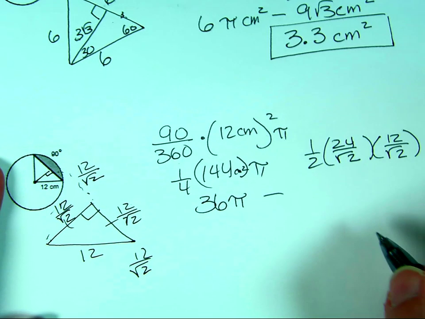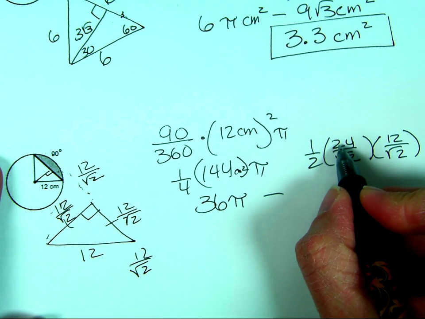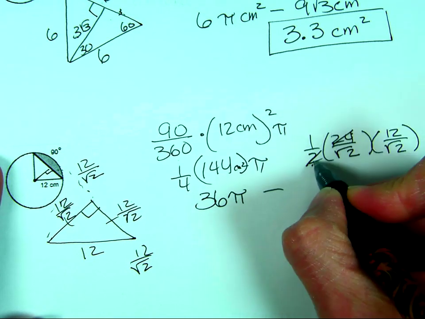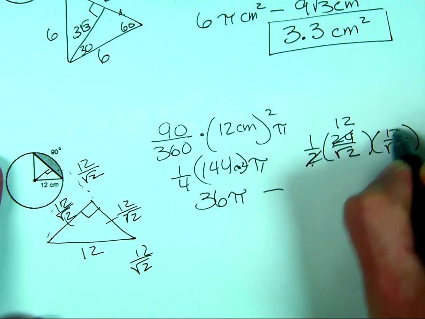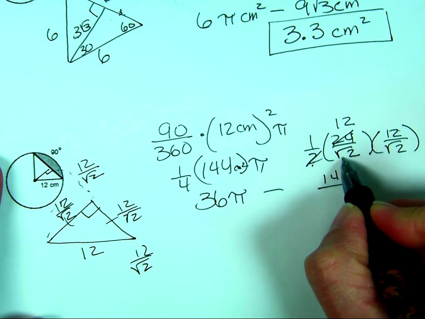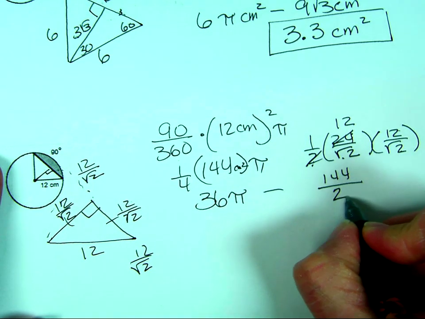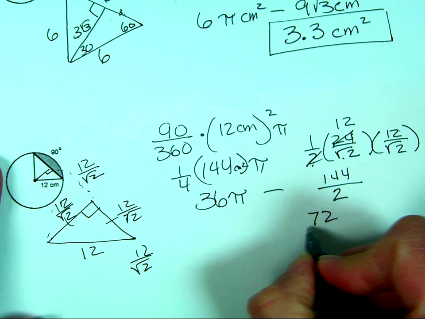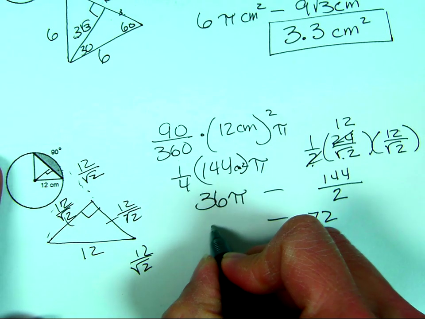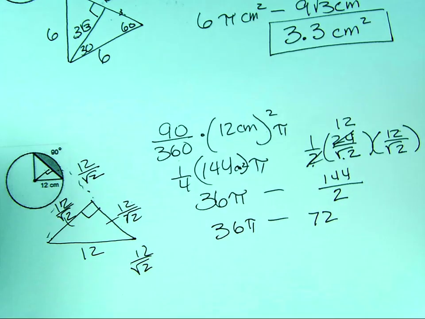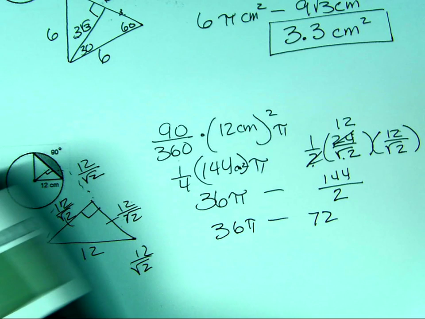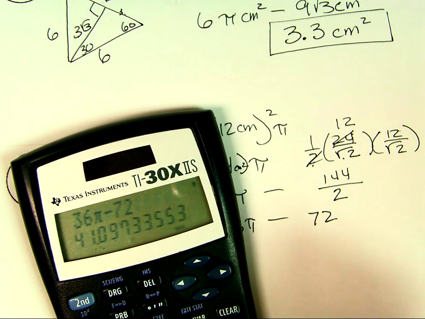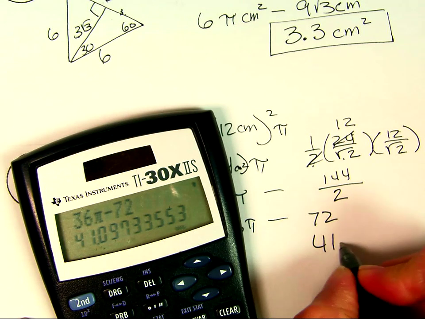So I'm going to multiply this out. So 24, I'm going to reduce here, 24 and 2. 24 divided by 2 is 12, so that's 144. And then root 2 times root 2 is root 4. The square root of 4 is 2, and that goes in 72 times, I believe. 144 divided by 2. So now we get our handy-dandy calculator out. We get 36 pi minus 72. We press enter, and we get 41.1.